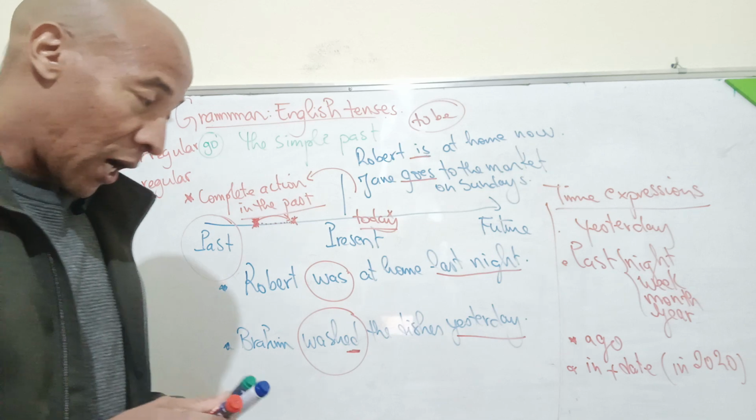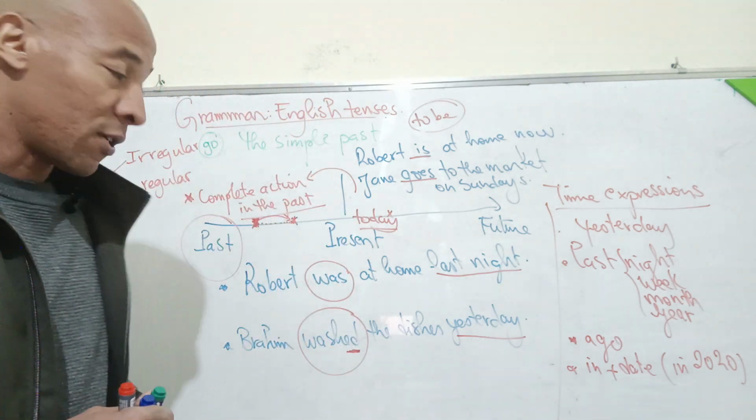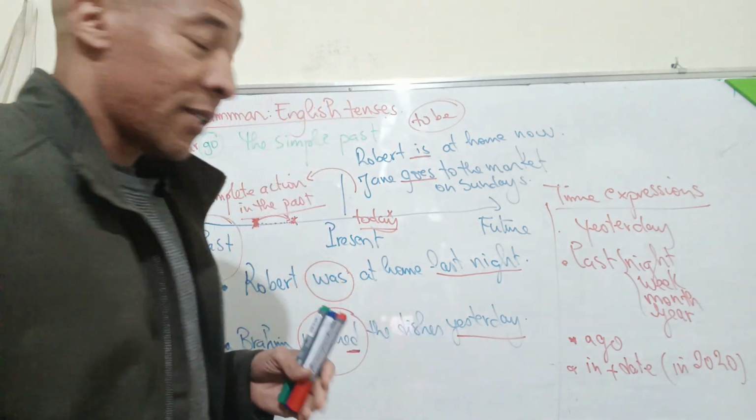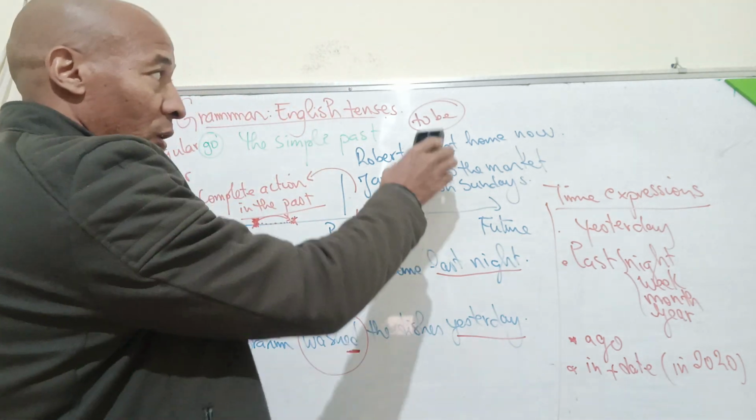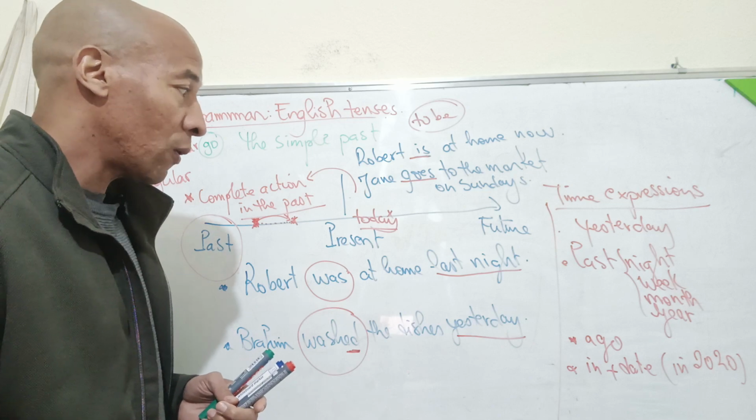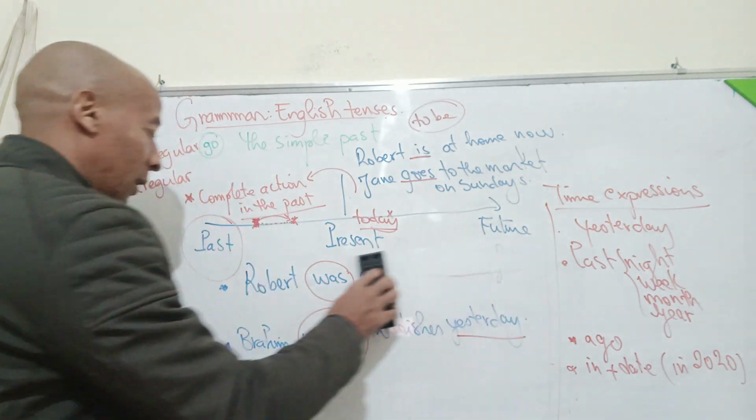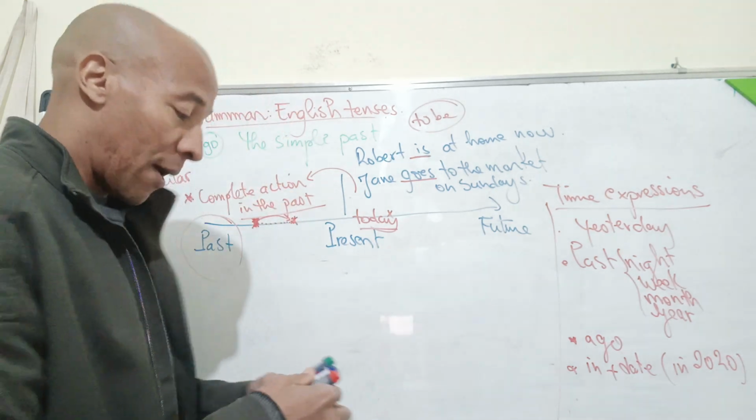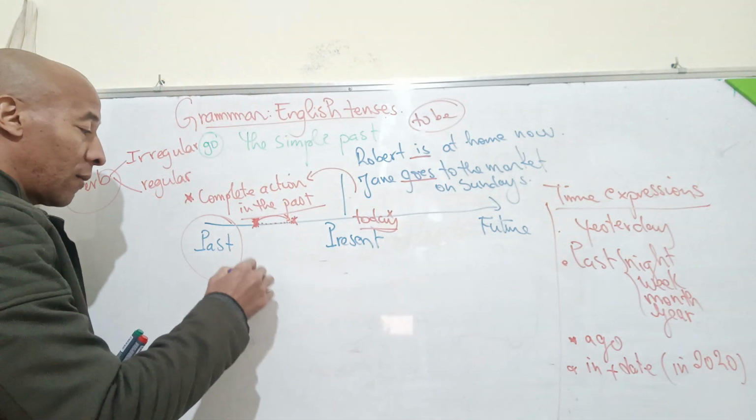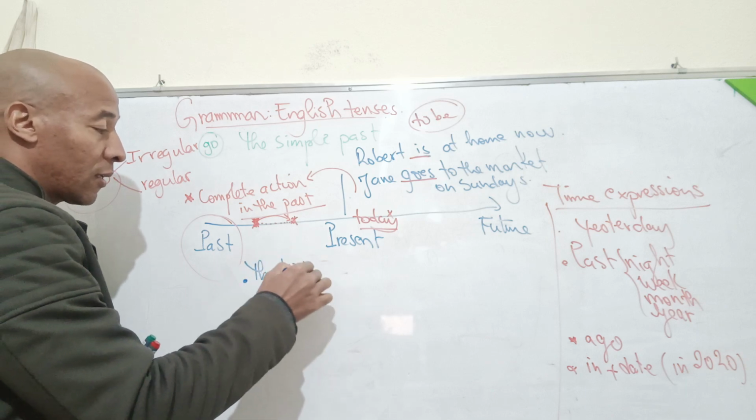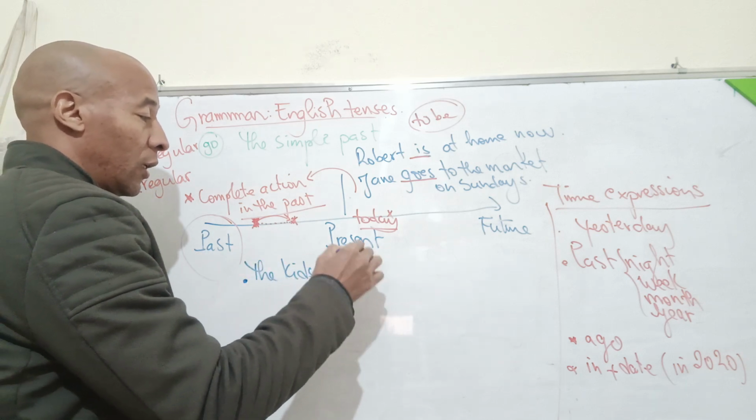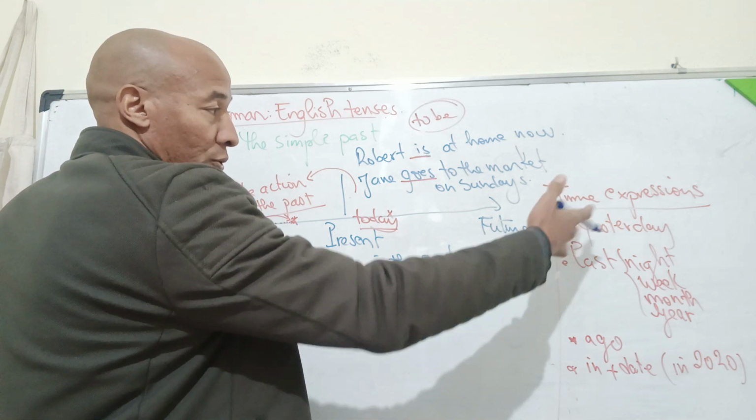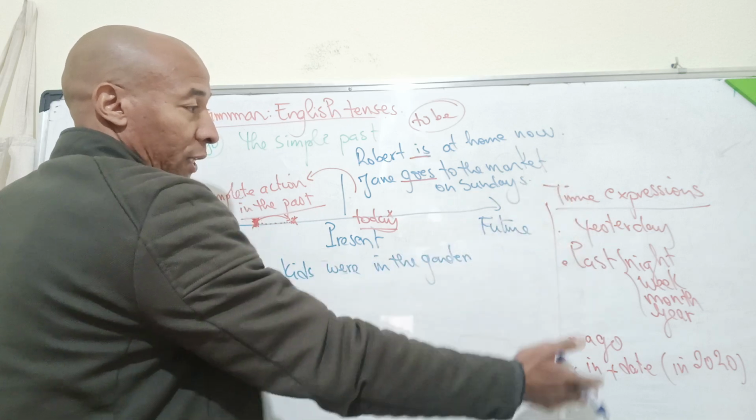We will see how to deal with such verbs, okay? Now, for simple past, we can use it with the verb to be. So we can say, for example, let me give you two more examples. You can say, the kids were in the garden. Of course, we can use one of these expressions.